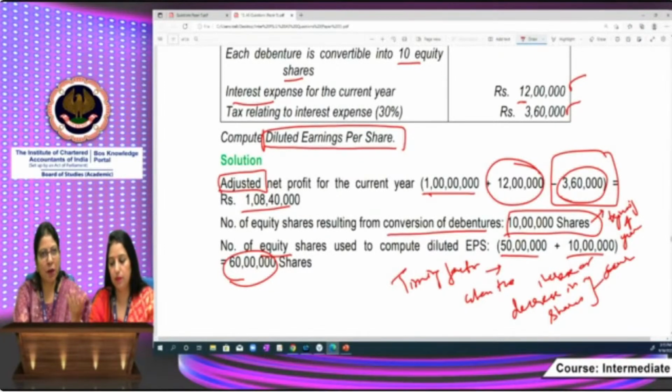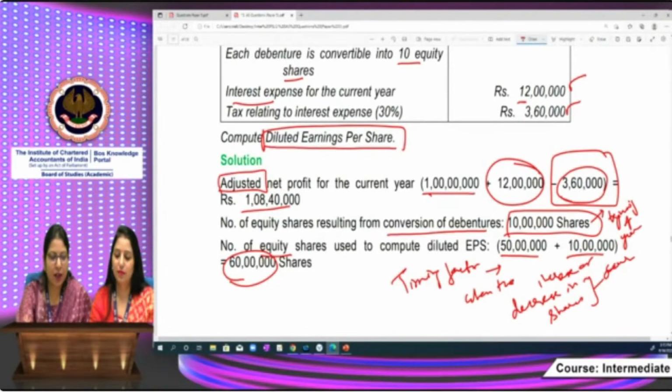So it is always better to understand the requirement of the question and then answer it, giving the accounting treatment. Whatever calculation is asked in the question, give only that calculation which is specifically asked.